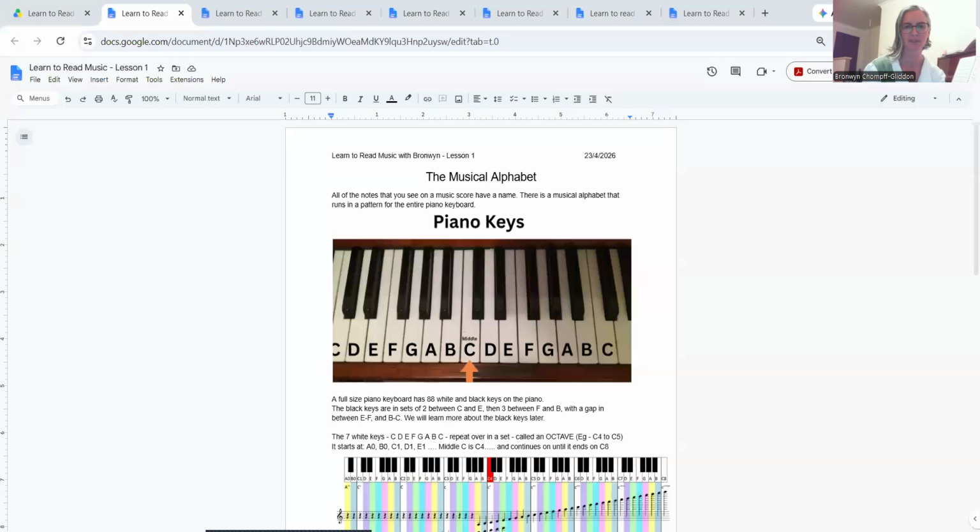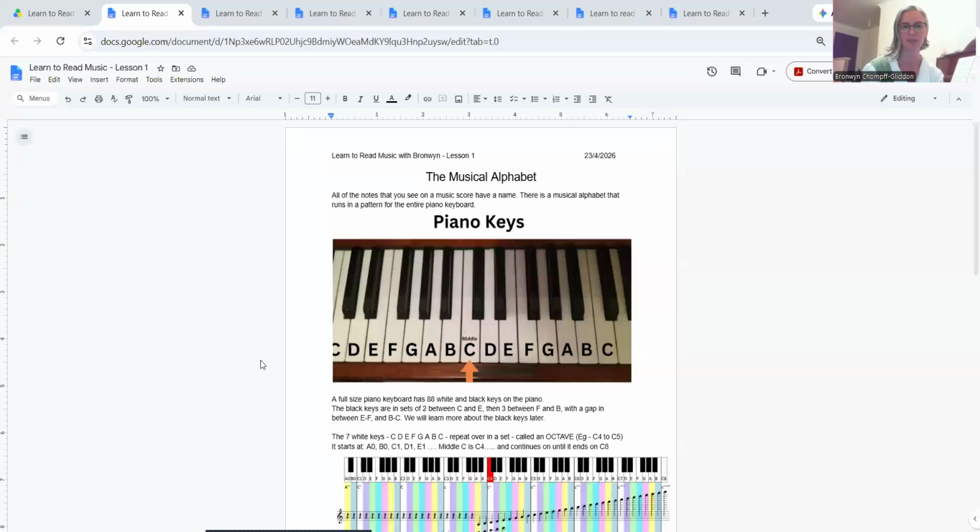What I wanted to do first is just do a really quick recap of all of the lessons that we've done so far, and then move into what we're going to learn about today, which is going to be key progressions and chords and all of that fun stuff.